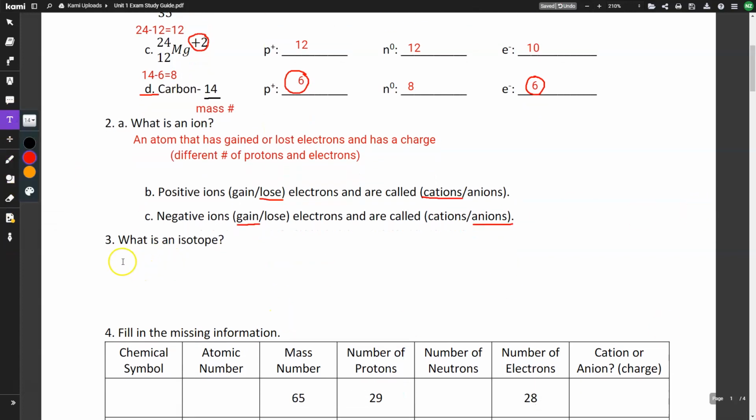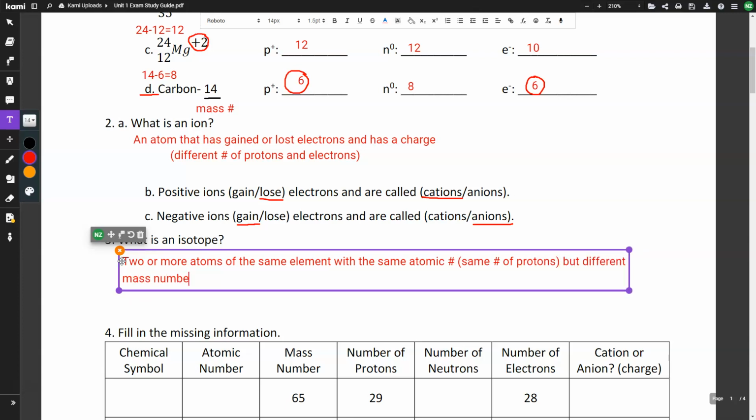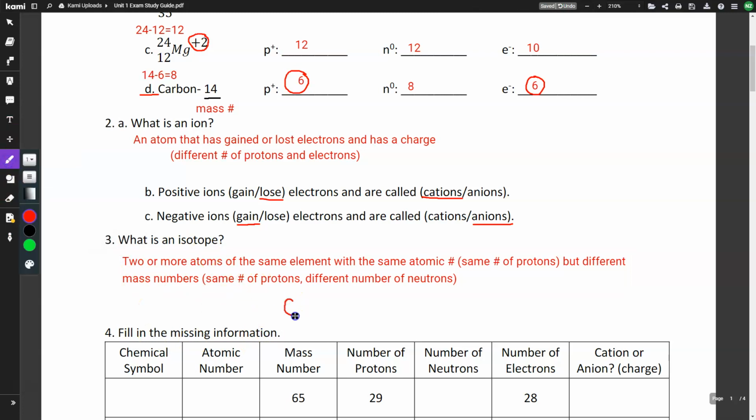All right, isotopes. An isotope is 2 or more atoms of the same element with the same atomic number, same number of protons, but different mass numbers. So same number of protons, different number of neutrons. Let me give you an example. Carbon has 6 protons. So let's say I had carbon 12 and carbon 13. They're both carbon, but they have a different mass number, so they're going to be isotopes.